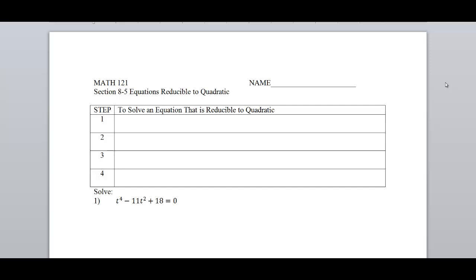We are going to be looking at Section 5 of Chapter 8, Equations Reducible to Quadratics. What we're going to do is take a look at some pretty challenging looking equations, but they actually simplify down to normal quadratics. Apart from the book, I will be using the quadratic formula every single time I can.